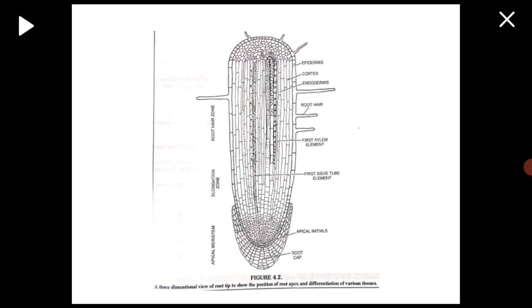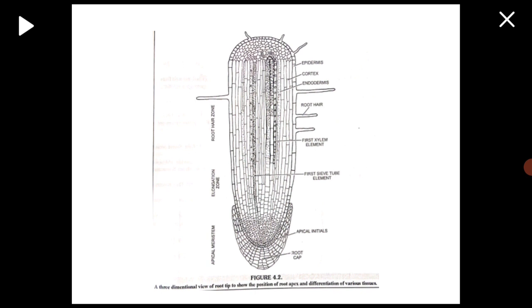A group of initials present at the subterminal region of the growing root tip, which is protected by the root cap, that is, this is the root cap, is called root apical meristem or root apex. It is of embryonic origin and responsible for the formation of all the tissues of the primary root.